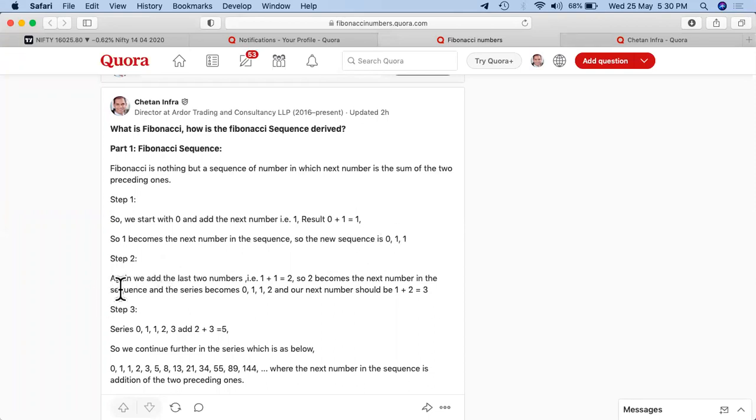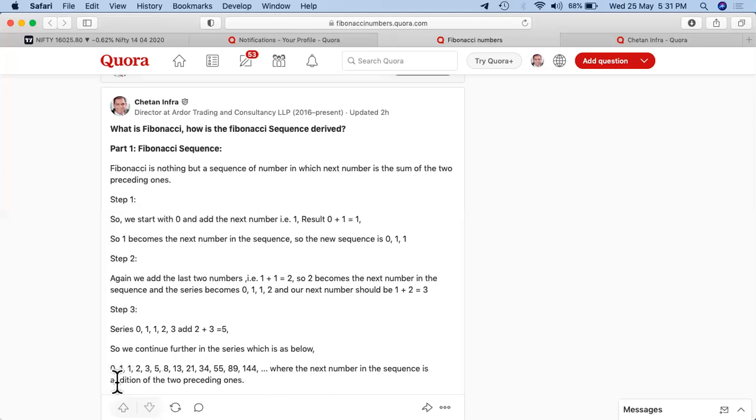Step two: again we add the last two numbers, that is 1 plus 1, and we get 2. So 2 becomes the next number in the sequence, and the series becomes 0, 1, 1, 2. Our next number is 2 plus the previous number 1, that is 3. Again we add 3 and 2, which is 5. So after 3, 5 would be added to the sequence.